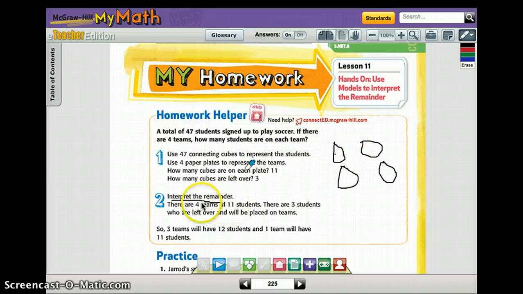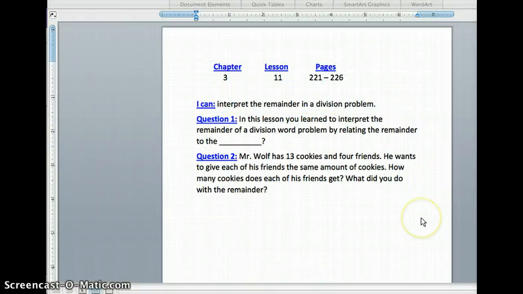Okay, so look back at questions 1 and 2, and remember, question 1, we talked about that. I just talked about that at the end of this last part when I was talking about the homework helper, and it was in the video clip we watched. And then solve question 2, and remember, what you do with that remainder should be realistic in the case of this problem.